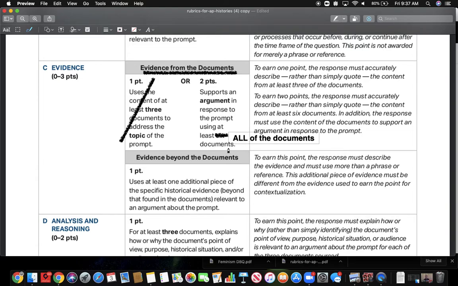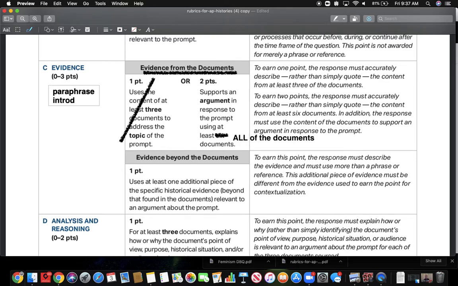Now, again, in order to support the argument, you're going to have to use evidence from all of the documents. Now, before you start thinking, well, what does that mean? How do I use evidence? Well, in a sense, you're just going to paraphrase evidence from the documents. You don't necessarily have to use quotes. You can if it's something that's a little bit short, but don't feel like you have to. You're going to paraphrase what the document is saying.